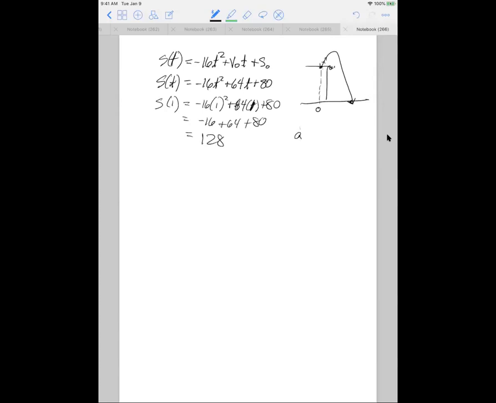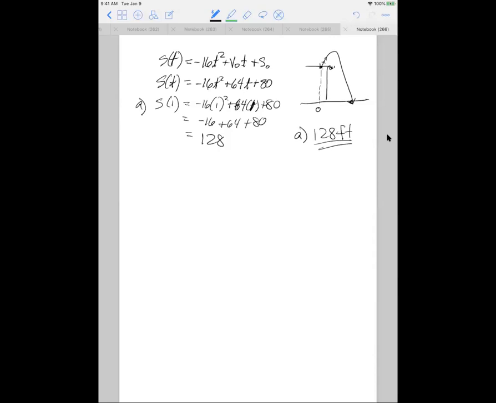So A, the answer to part A, how high is it after 1 second? We get 128, and a part of a correct solution there is feet. 128 by itself is not a completely correct answer. You need the units as well.